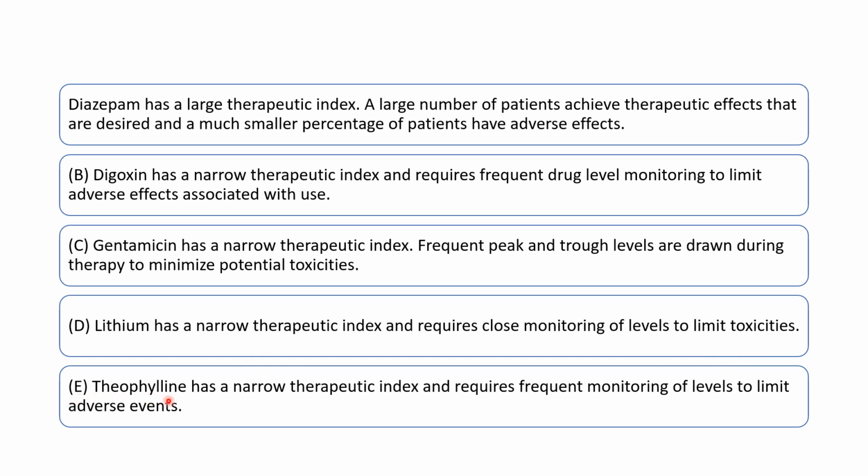Then option E is theophylline, which belongs to the methylxanthines, which act as a bronchodilator. It also has a narrow therapeutic index and requires frequent monitoring of levels to limit its adverse events.